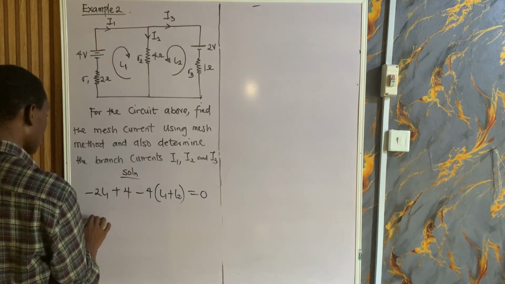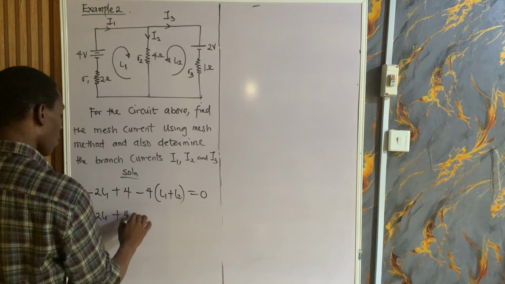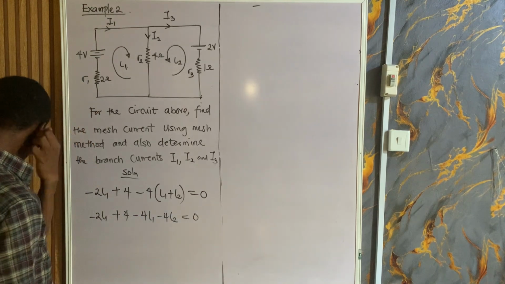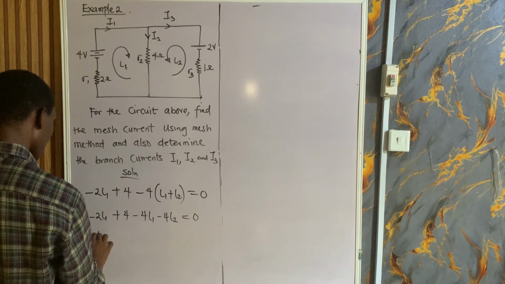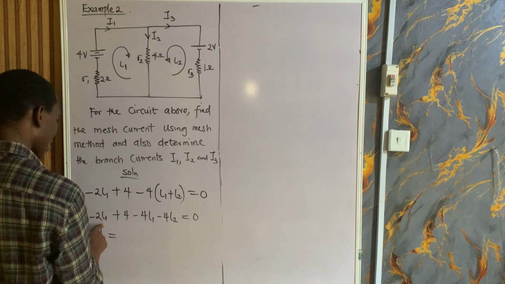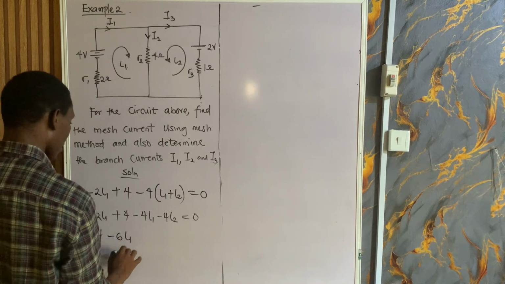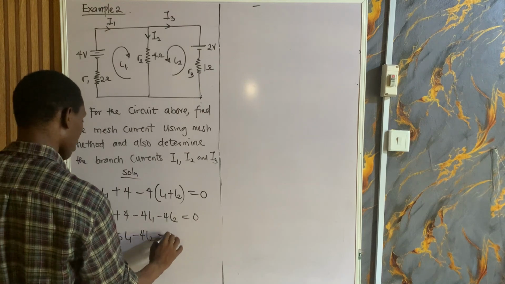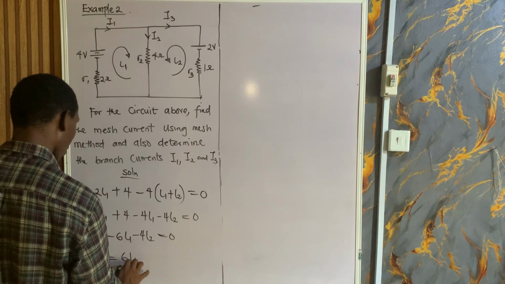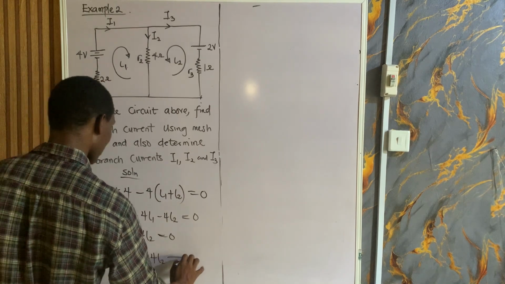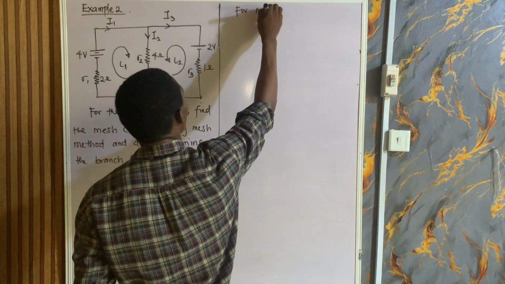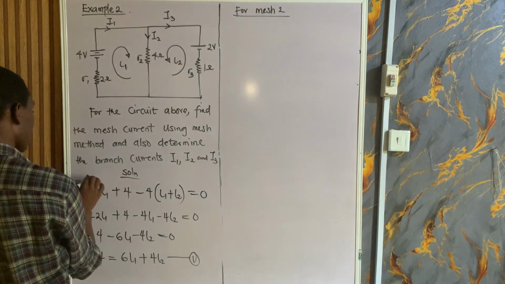We can simplify. This is minus 2 I1 plus 4 minus 4 I1 minus 4 I2 is equal to 0. Again, we can say minus 2 I1 minus 4 I1 gives us minus 6 I1, and then minus 4 I2 plus 4 equals 0. So we can bring everything to this side of the equation. That will give us 4 is equal to 6 I1 plus 4 I2. This is my equation 1. So this is for mesh 1, please.